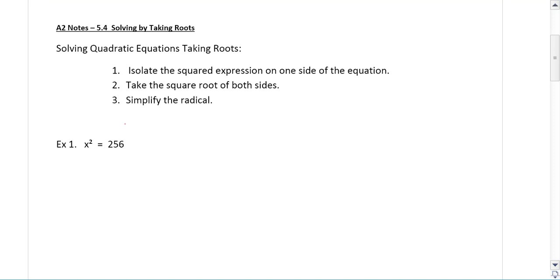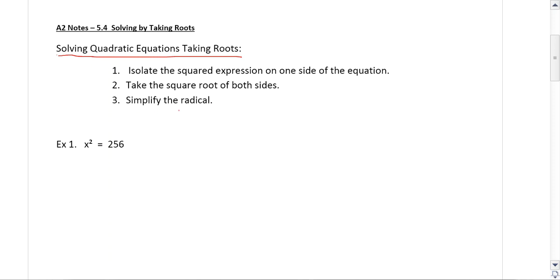So we'll start by listing the steps in words in the list format. In order to solve quadratics by taking roots, you want to isolate the squared expression. It could just be an x squared, or it could be something in parentheses squared. When you have the squared part isolated, you take the square root of both sides, and then you simplify the radical.